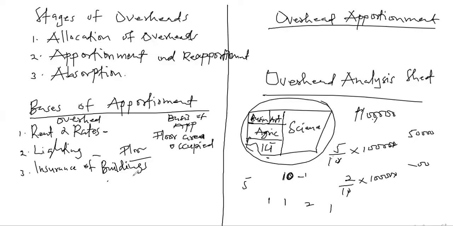Then let's say we have depreciation of machine. So when you have depreciation of machine, the basis for apportionment is the cost or the book value of the machine. That is the basis for apportioning depreciation of a machine.